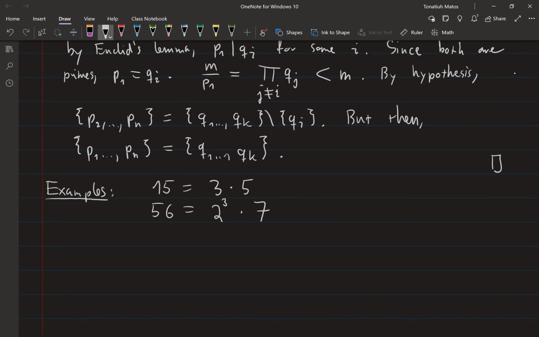And you can do the same for many things. So in other words, the multiplicity of 2 in 56 is 3. That's the exponent.